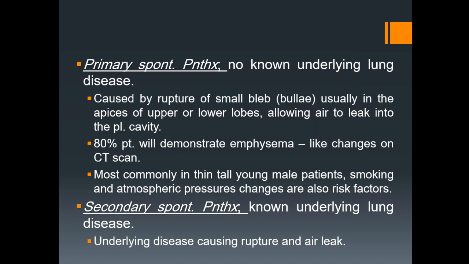A primary spontaneous pneumothorax, we call it, there is no underlying lung disease. It causes a rupture of the small blebs or bullae in the apex or the upper part of the lower lobes. It leads to the leakage of air into the pleural cavity. 80% of these patients will demonstrate emphysema-like change on the CT scan.